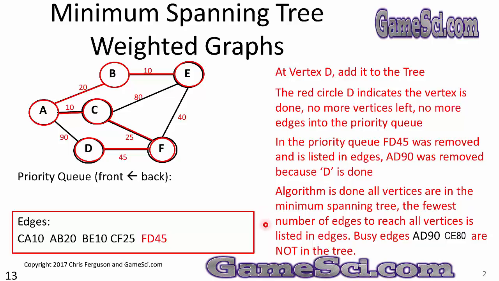The fewest number of edges to reach all vertices is listed in the edges, right there. This is all the edges we used to build our minimum spanning tree. CA10 was used. AB20 was used. BE10 was used. CF25 was used. And finally, FD45 was used. Notice that busy edges like AD90 and CE80 are not in the minimum spanning tree, and they are not in our list of edges to use.